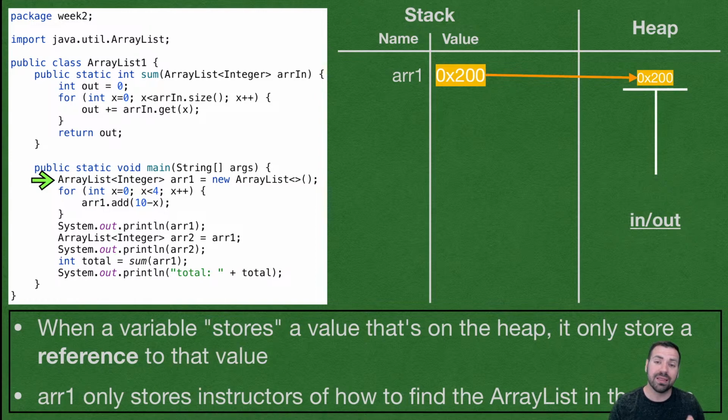That's the only thing that R1 stores. And then whenever R1 needs to access that ArrayList, it's going to read those directions, head over to that location in the heap, and then do whatever we asked it to do to that ArrayList. R1 does not store an ArrayList, it stores a reference to an ArrayList.